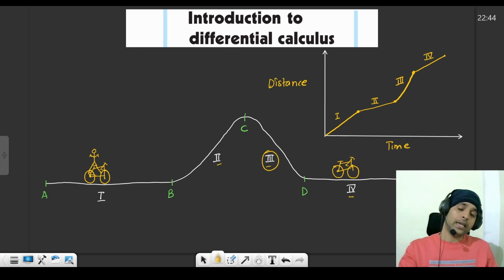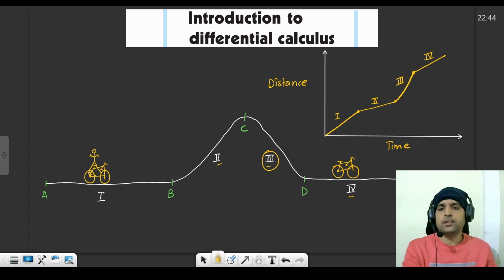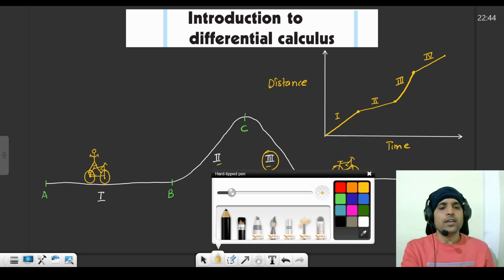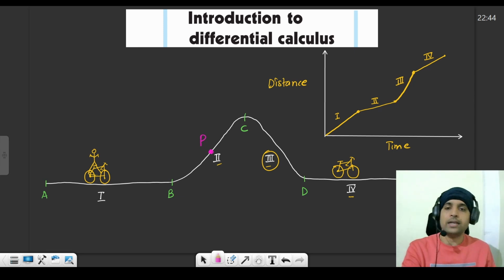Now you know how to calculate the average speed here, right? Now if I ask you what will be the speed at this particular point, suppose this point is P, at this particular time, what will be your speed? Can you accurately tell that?